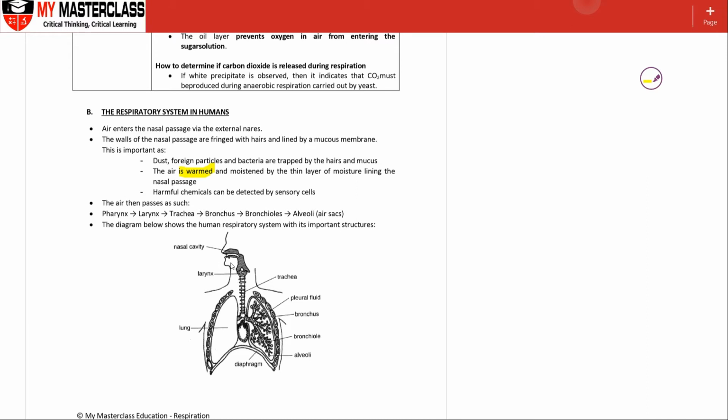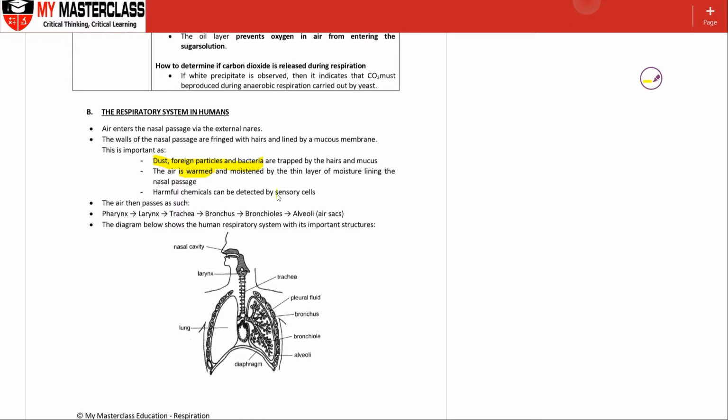At the same time, your nasal cavity also contains little hair and mucus. So this little hair and mucus will trap your dust, foreign particles and bacteria, ensuring that whatever air that goes into your lungs is clean. Okay, which is also why it's better to breathe through your nose rather than through the mouth itself, because your mouth does not contain the same components that are carried in the nose itself.